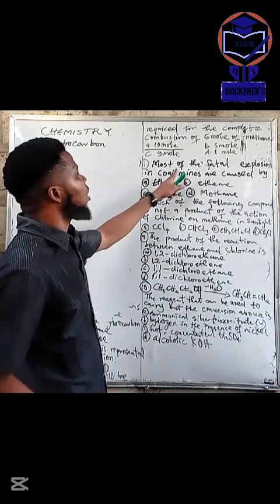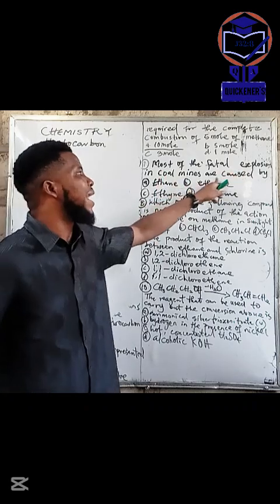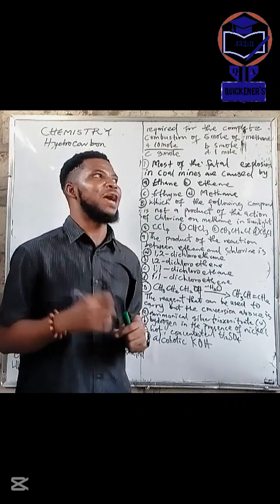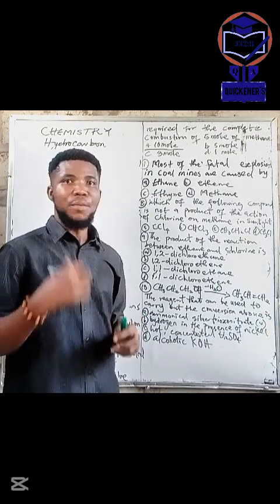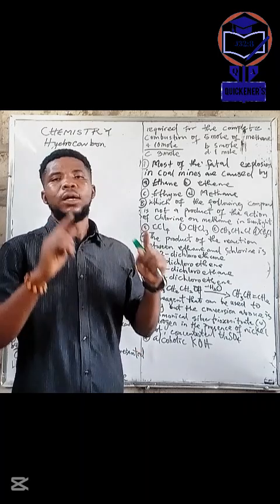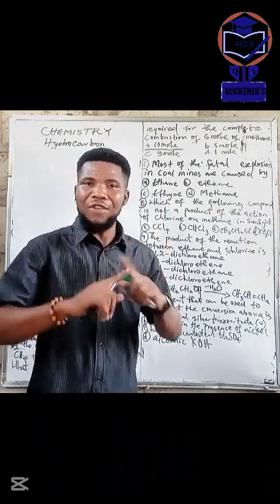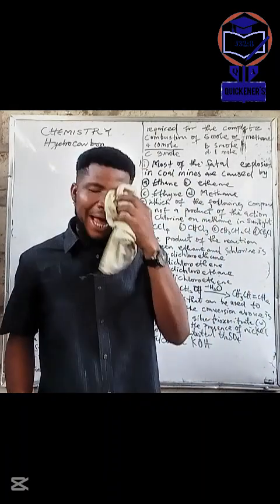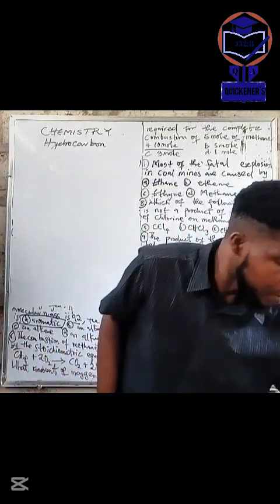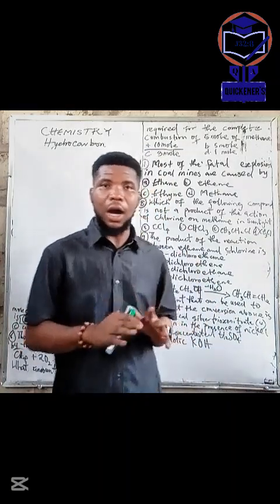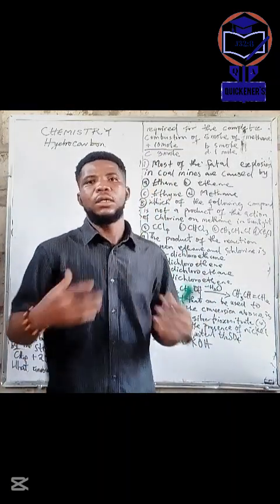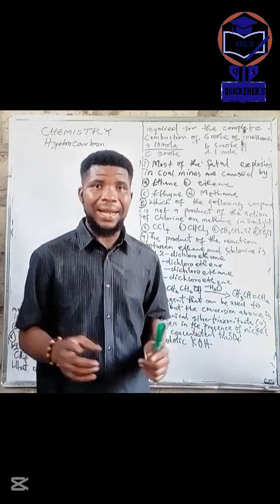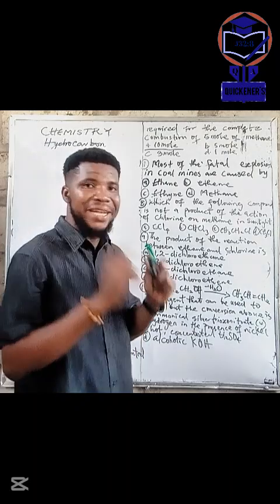Now, number 7. Most of the fatal explosions in coal mines are caused by. Now, this is one question I know will repeat itself. That question is, what is the cause of explosion in coal mines? During those days when the energy supply was heavily dependent on coal, there were often explosions in coal mines, and the result is because of what we call methane.